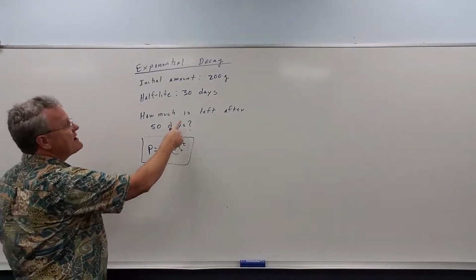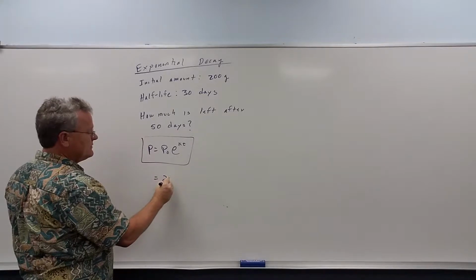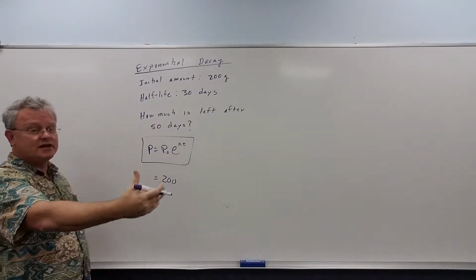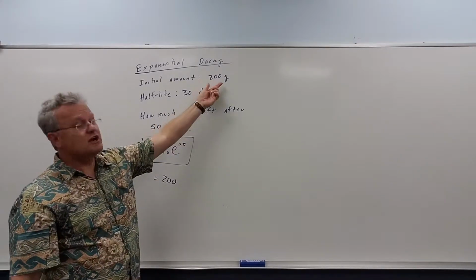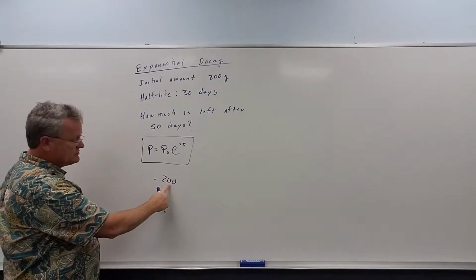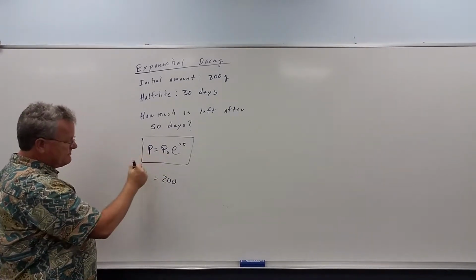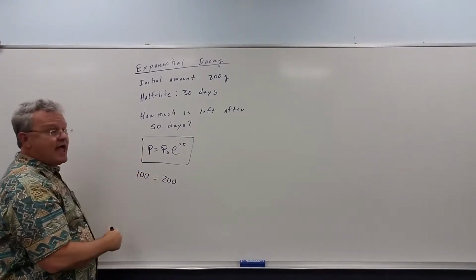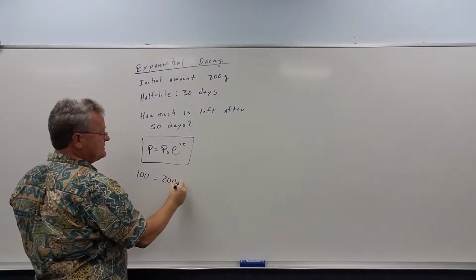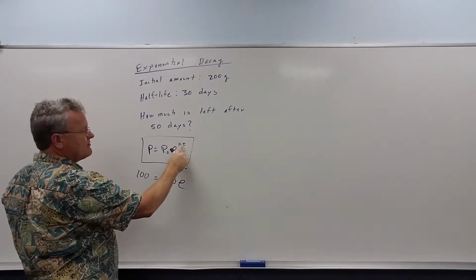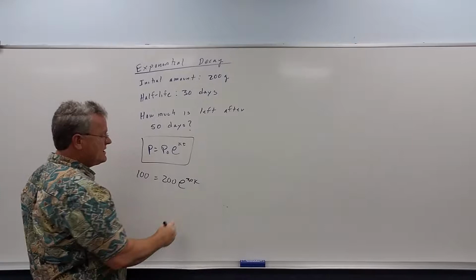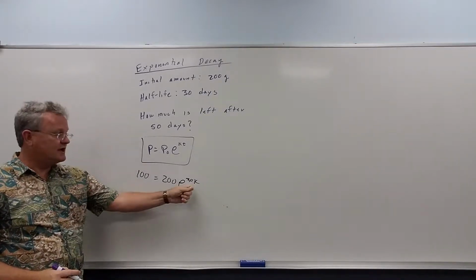So the initial amount is 200. We plug that in here. Half-life, well, that's the amount of time it takes for what you start with to become half. Half of 200 is 100, so this will be 100 after 30 days. So then we plug in 30 for t, and we get e to the 30k, or k times 30, same thing. Now we solve this for k.